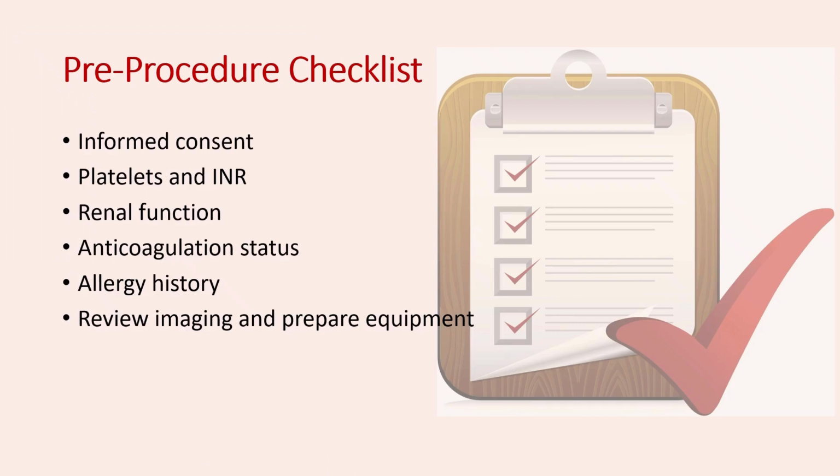So after quickly reviewing the most common vascular and non-vascular IR procedures, we should be aware of the pre-procedural checklist. We should obtain informed consent from the patient. We should review the platelets and the INR of the patient, and make sure that the renal function is adequate for the patient to receive contrast media during the fluoroscopic guidance procedures. We should review the anticoagulation status, any allergy history, especially to the contrast media, review the images, and prepare the equipment and tools needed for our procedure.